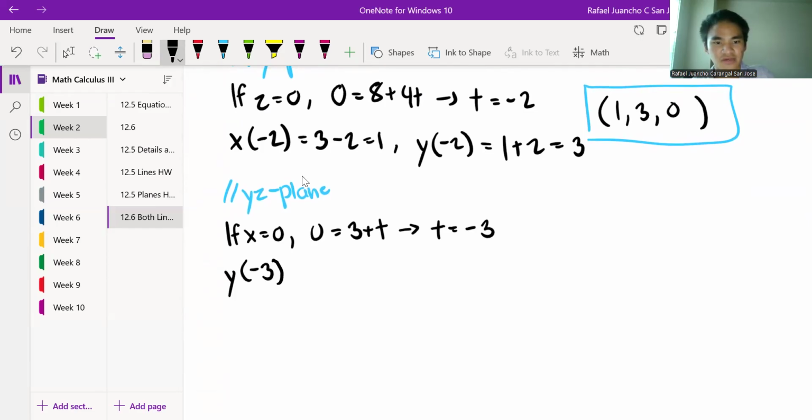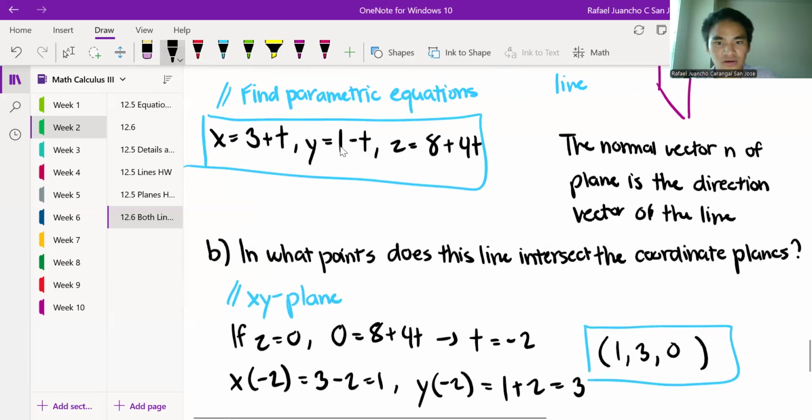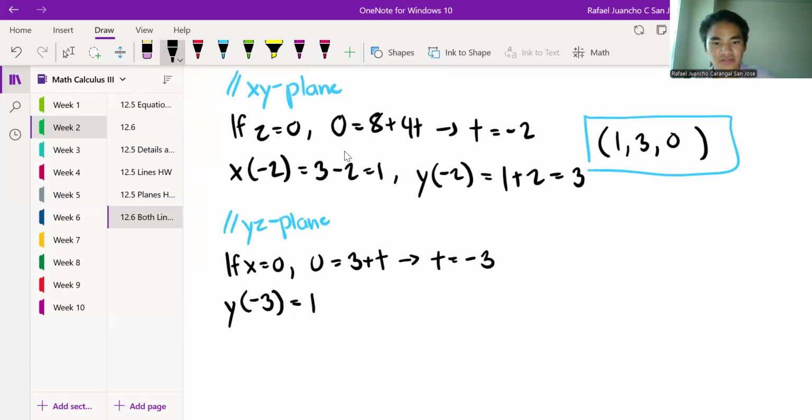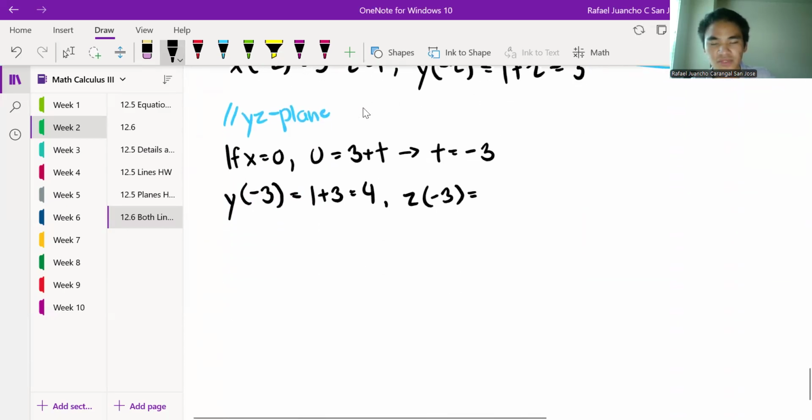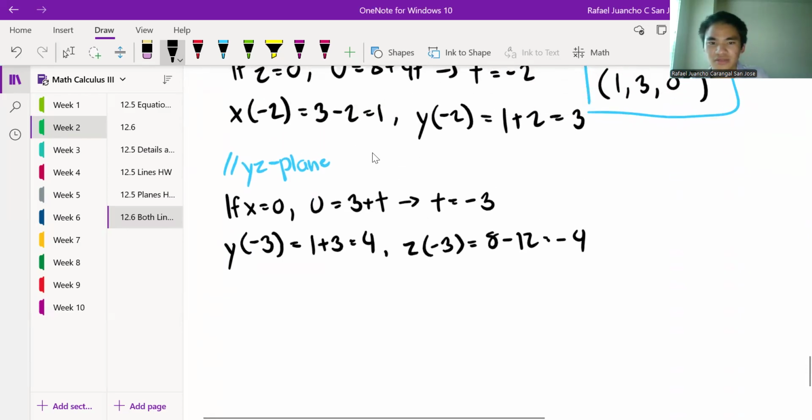So y of -3 is 1 minus -3, 1 plus 3, 4. For z of -3, that's just 8 plus 4 times -3, 8 minus 12, that's -4. Right? So that's it. The point is 0 for x, 4 for y, -4 for z.